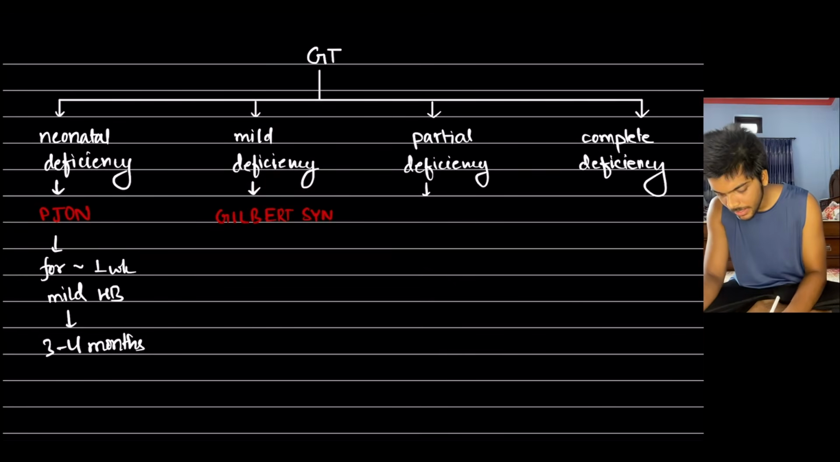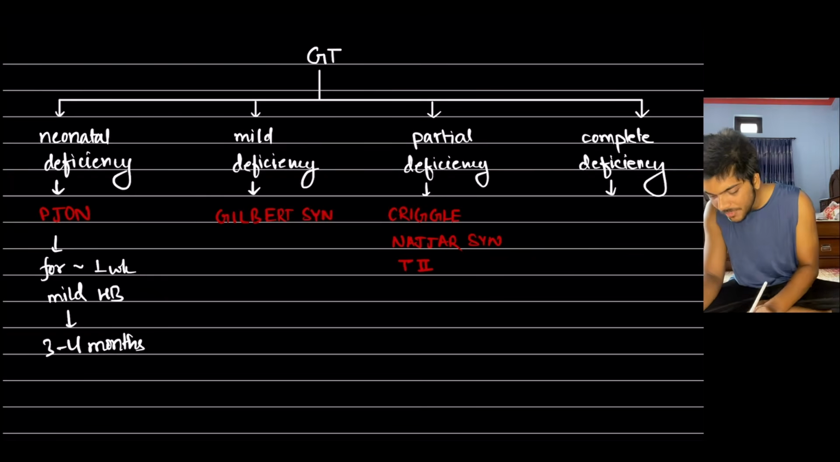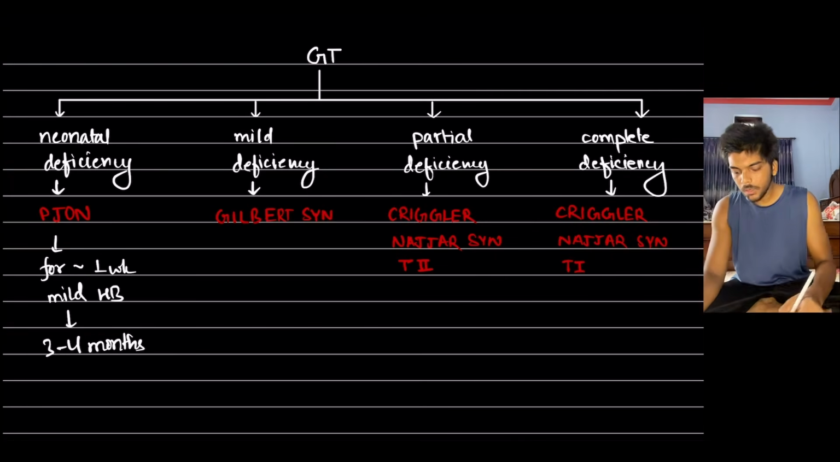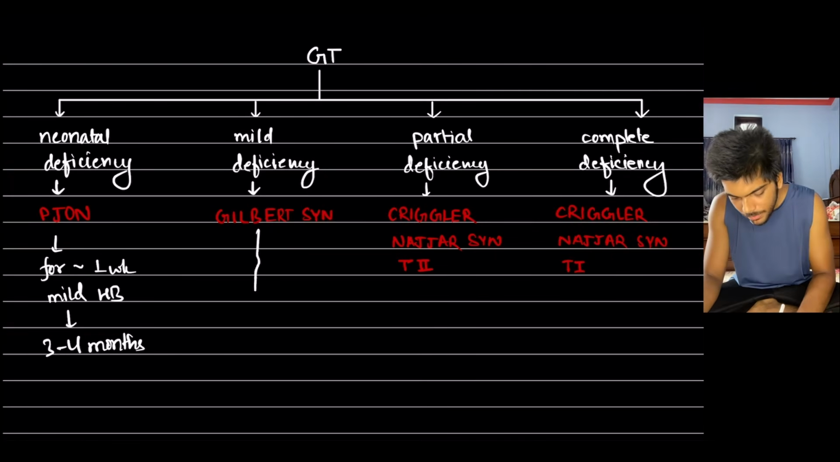Partial deficiency, that's Kriegler-Najjar syndrome type 2, and complete deficiency, that is Kriegler-Najjar syndrome type 1. Okay, mild deficiency.